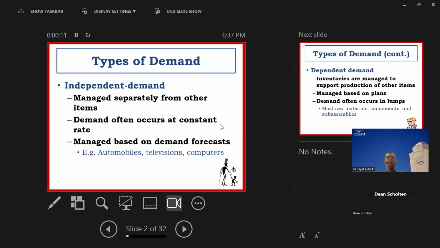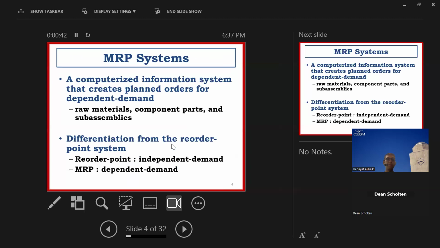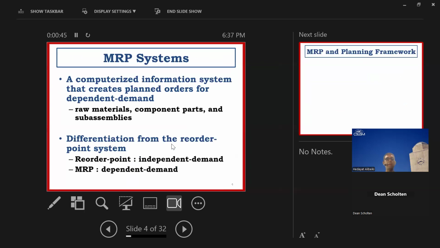Type of demand: independent versus dependent. We just discussed that. Independent demand is based on demand forecast, so its quantity comes from either a forecasting model or an optimization model, or from aggregate planning. Dependent demand always comes from the demand of the parents in the bill of materials, in the part structure list.